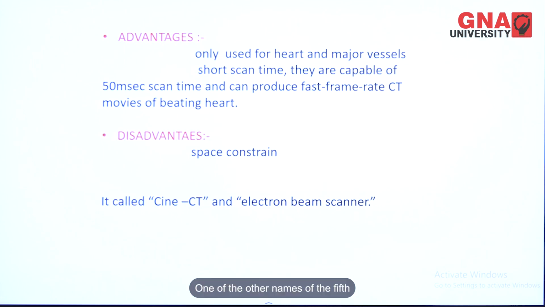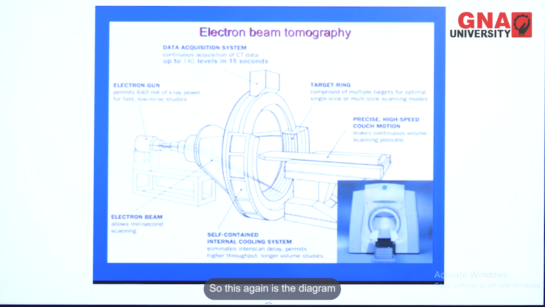One of the other names of the 5th generation CT that you will read in some of the text is known as cine CT or electron beam scanner. So the acquisition time in the 5th generation CT was so much less that we were able to image the heart in actual motion. That's what the cine CT means. So this again is the diagram for the 5th generation CT.